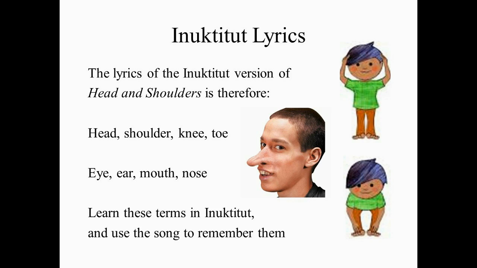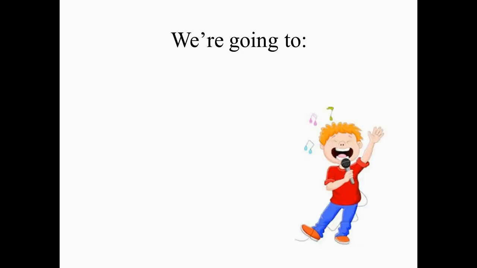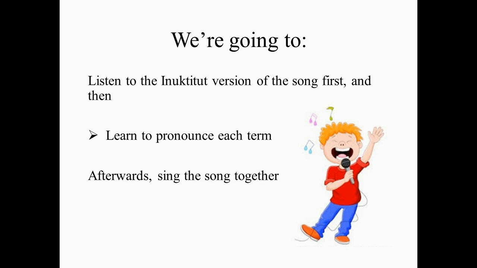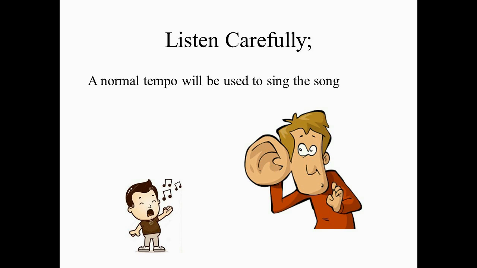Let us now learn these terms in Inuktitut and use the song to help us remember them. In this section, we're going to listen to the Inuktitut version of the song first, and then we will learn to pronounce each term. Afterwards, we will sing the song together. A normal tempo will be used to sing the song. Listen carefully how each word is pronounced. All right, here we go.